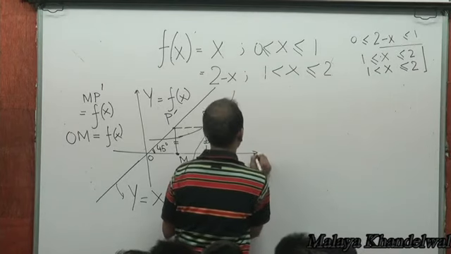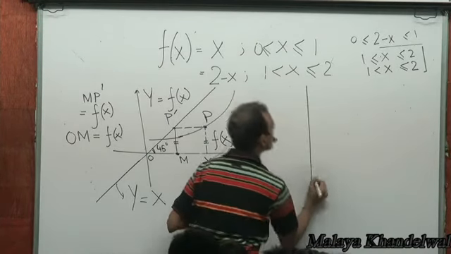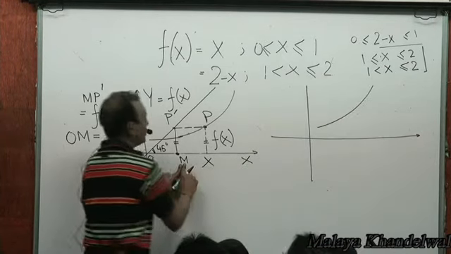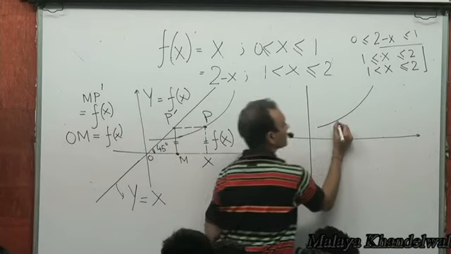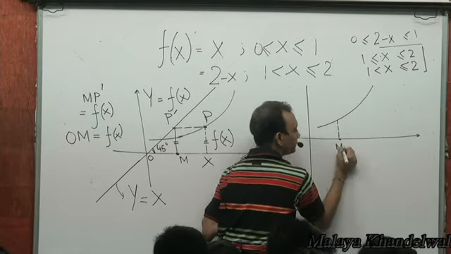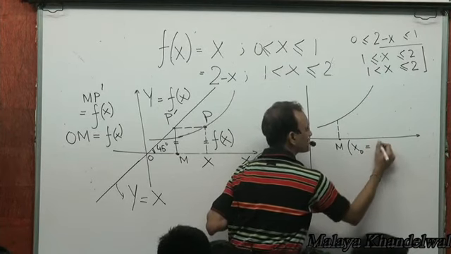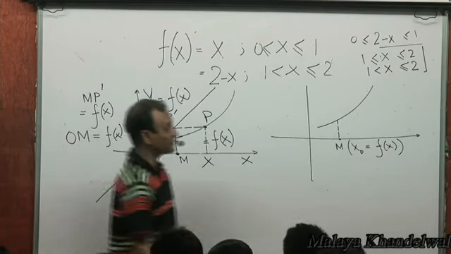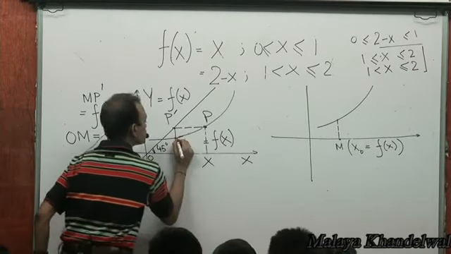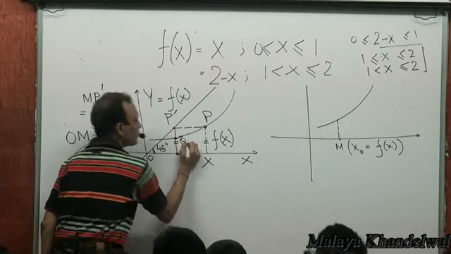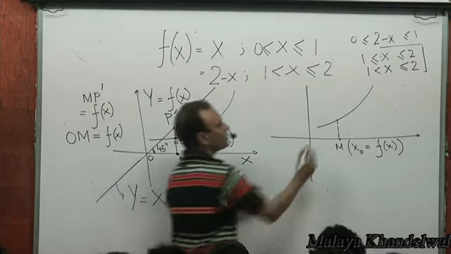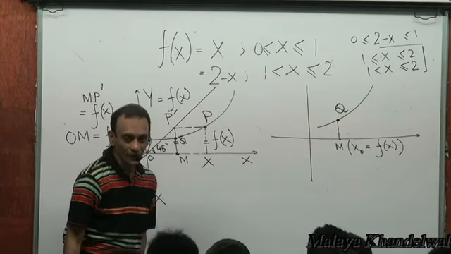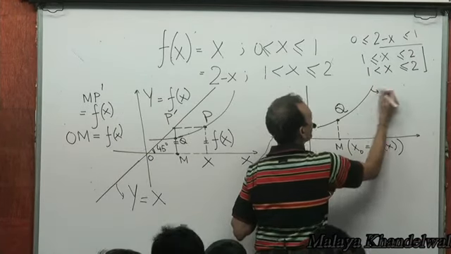So just draw it on a separate plane, just for the sake of neatness. This was the curve given, and I've been able to locate a point M whose x coordinate is f(x). Yes or no? And from M, I draw this vertical line and get this point Q. This will be the point Q on the graph of the function. And this is the graph of the function y equal to f(x), right?